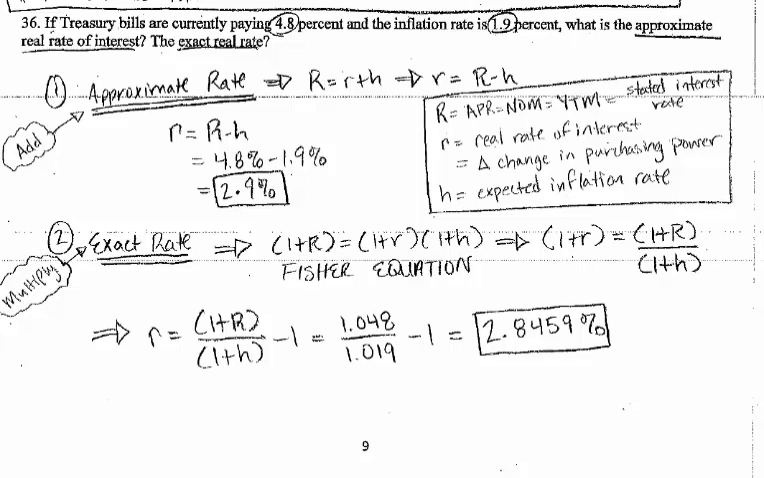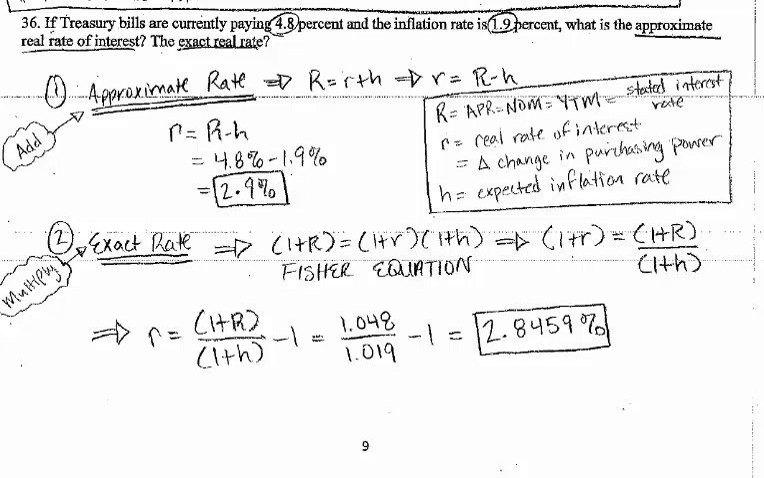And so let's do that. 1.048 for 1 plus 4.8% over 1.019 for 1 plus 1.9%. You do that division, you subtract 1, and you'll get 2.8459%. And that's the exact answer, right? So your real rate of interest, or your change in purchasing power, is going to be 2.8459%. So although you might have made 4.8% off of this Treasury bill, it didn't really change your purchasing power by as much as you think.